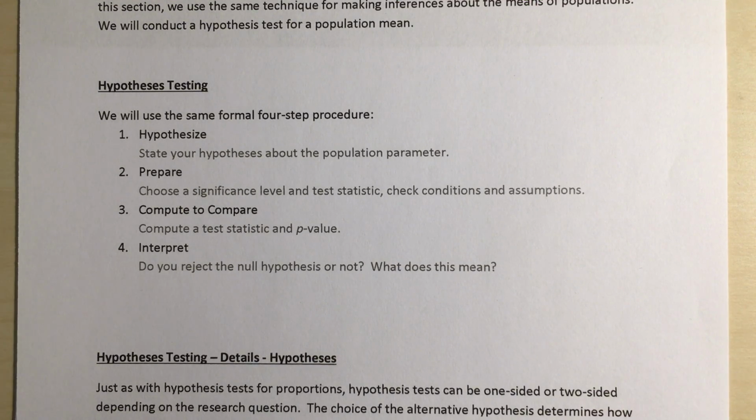We start with our hypotheses, then we choose a significance level and test statistic. We check our conditions and assumptions. We actually do our computations like we did before. We're going to rely on StatCrunch to do this, and then we're going to interpret our final result.